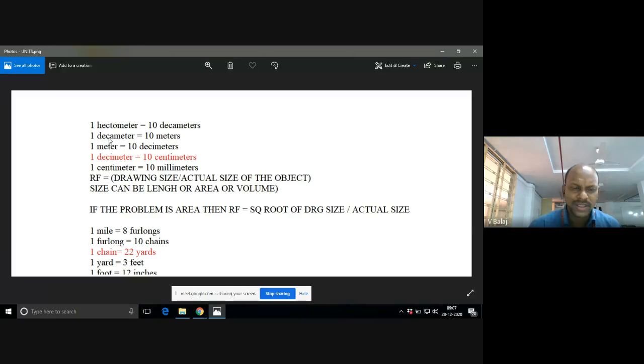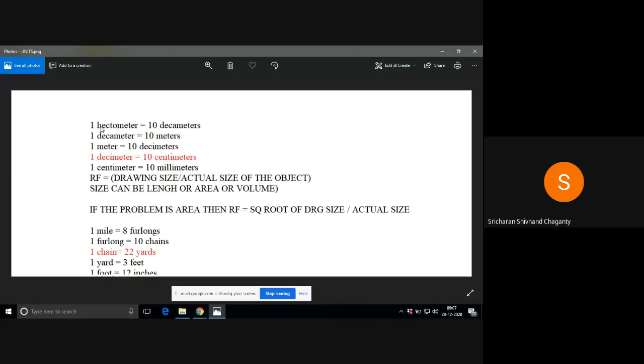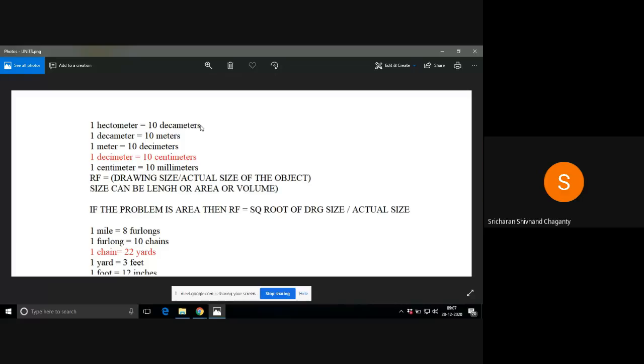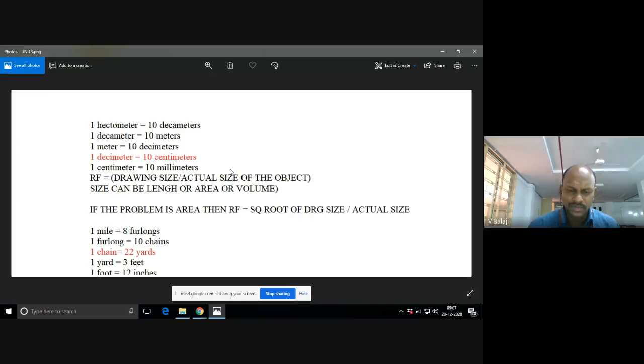So, can you read the first one? Unit: 1 hectometer equals 10 decameters. Somebody please mute yourself. Listen carefully. 1 hectometer, 10 decameters. 1 decameter, 10 meters. Are you able to see the screen?